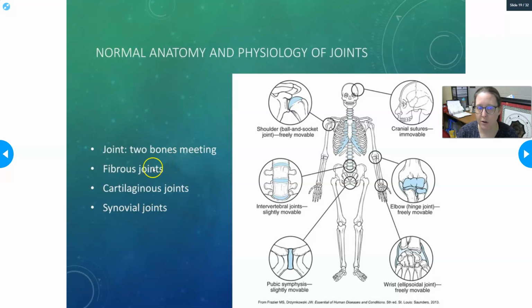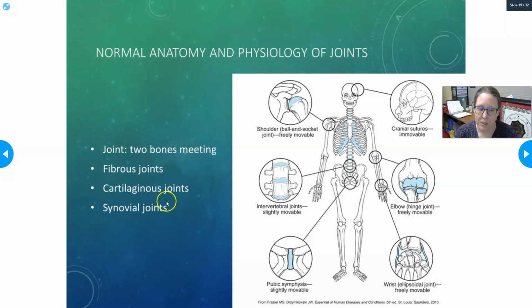So the fibrous joints are where things need to be stable. An example here in this image is your cranial sutures. They're usually immovable. You need them to be strong. They are also what anchors your teeth to your bones. So you want stability in those joints, right?